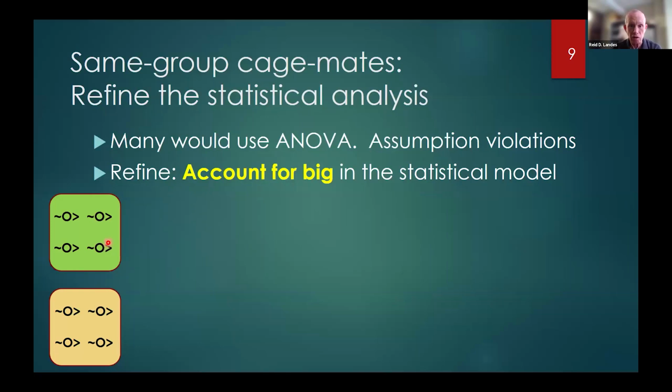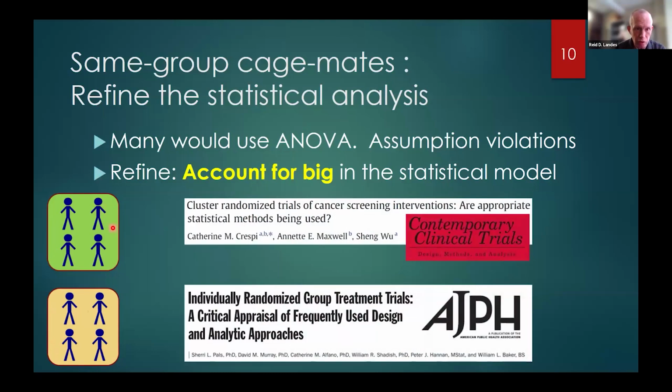Now, if we refine our statistical analyses and account for cage in our statistical model, that's what we should be doing. If this were a human study, for example, these are patients that are operated on by one surgeon, and these are patients that undergo maybe a different surgery from a different surgeon, or maybe these big units are clinics, right? So in human studies, it might be considered a cluster randomized trial, and their statistical methods are worked out for that. Or it might be considered an individually randomized group treatment trial, and there are ways to analyze these. And we can use those same methods for these biomedical animal experiments.